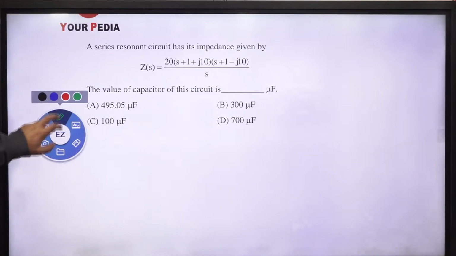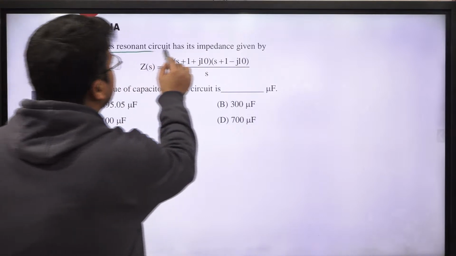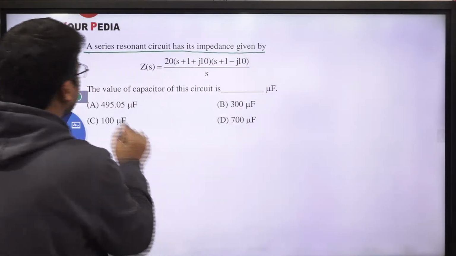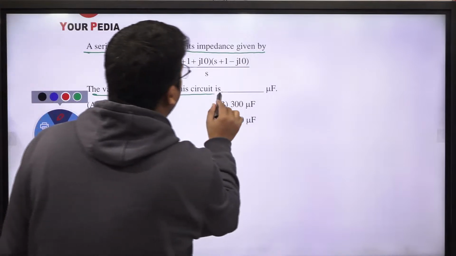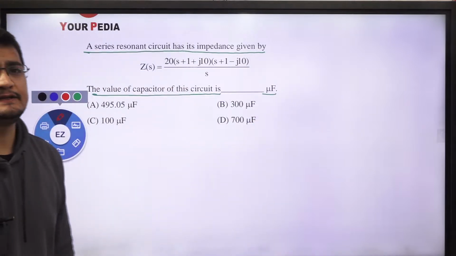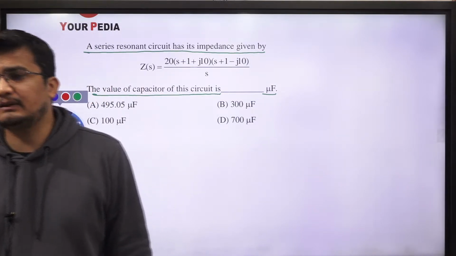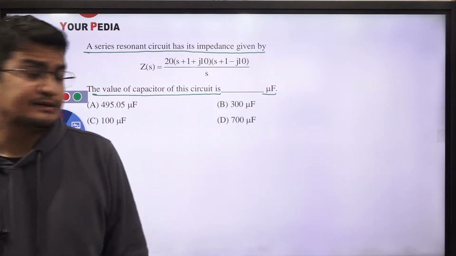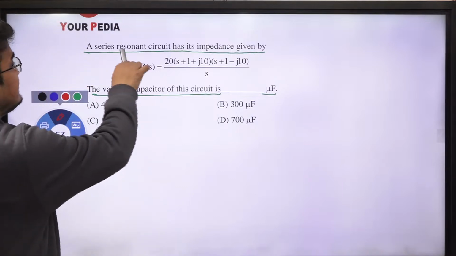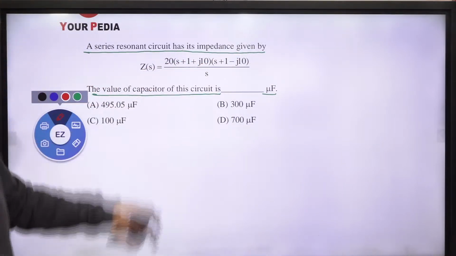Again, this is a very good question. In fact, as per the ISRO question, a series resonant circuit has an impedance of this expression. The value of the capacitor for this circuit is, tell me guys, what will it be? In resonance, we have either a series RLC or a parallel RLC, right? So he's asking that a series resonant circuit has the impedance given by this expression. Then what will be the value of the capacitor?